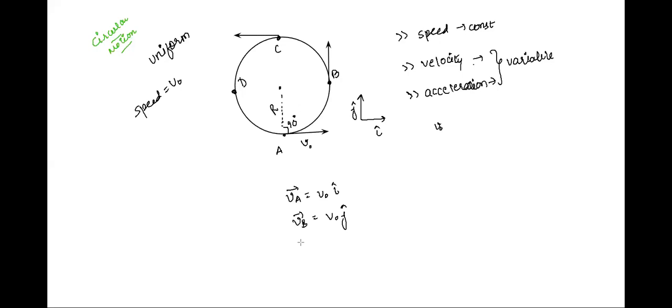Minus V naught I cap. Absolutely correct. Why is it minus V naught I cap? Because it is radially outward and negative. See, it is along the tangent, right? Not radially. No worries, please take care.